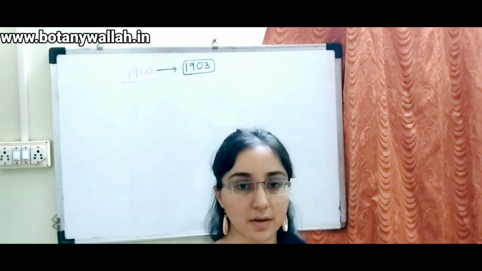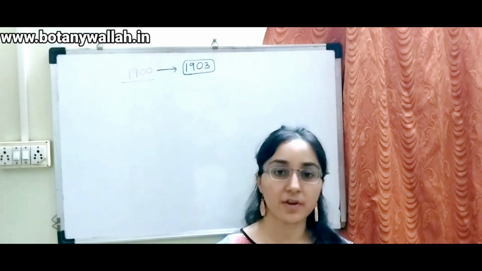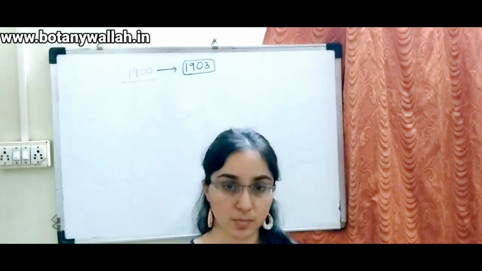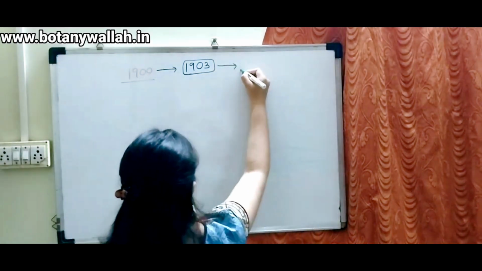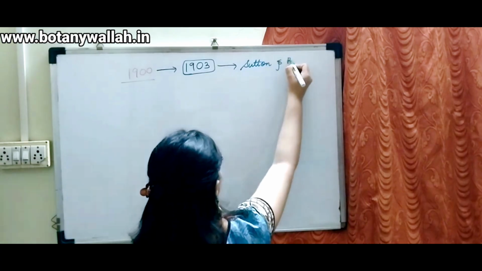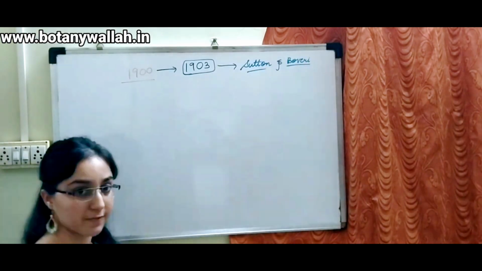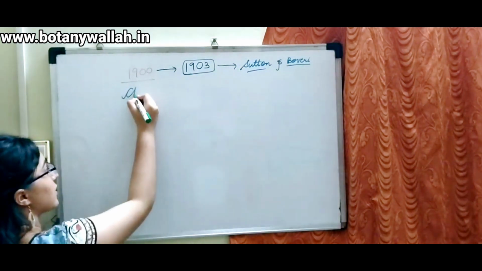The chromosomal theory of inheritance was given by two scientists, Boveri and Sutton, and then they understood what a chromosome is. So there was a theory given by Sutton and Boveri. I will write the words first before continuing. These two scientists gave the theory, and the word chromosome.